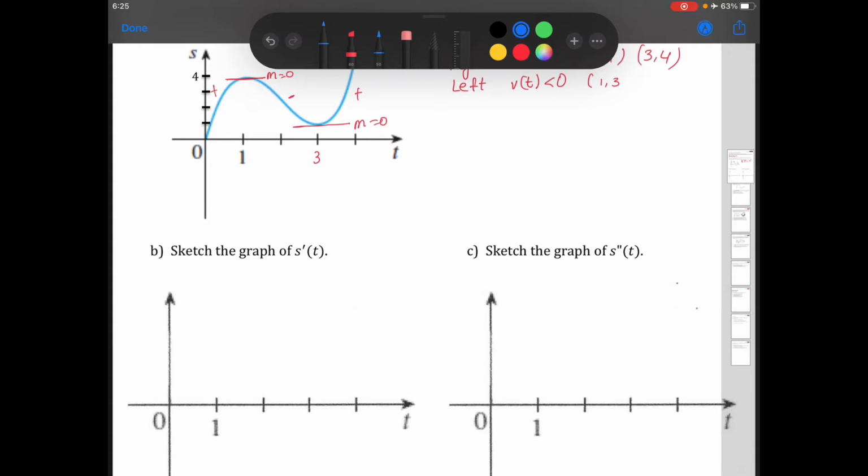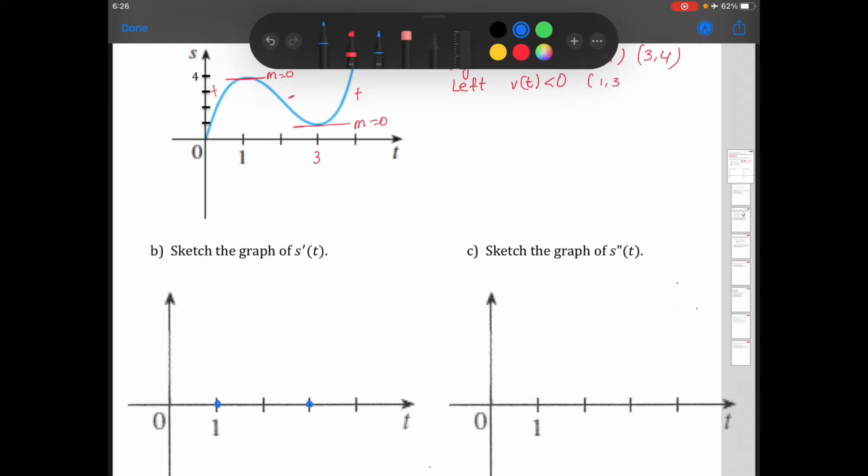Part B. It's asking us to sketch the graph of s prime of t. So our s of t was our position, and we know the first derivative, s prime of t, is your velocity function. So how are we going to sketch using our s of t? Basically we're going to use the slope values to sketch it. So first we start with, where was my slope 0 in my original graph? It was at 1 and it was at 3, right?